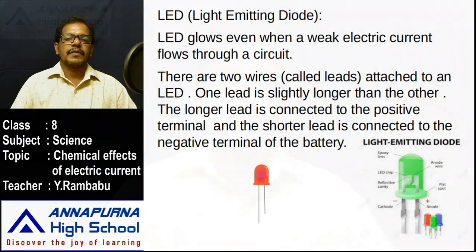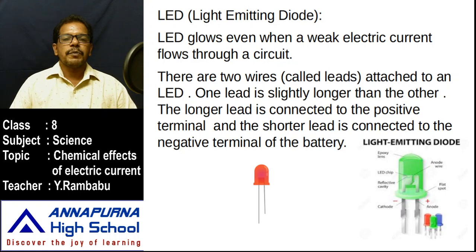In the last class we learnt about the heating effect of electric current. Now we are going to learn other effects of electric current, that are the magnetic effect of electric current and the chemical effects of electric current. In the circuit we made, that means the tester, to know whether electricity passes through a circuit or not, we made a tester.